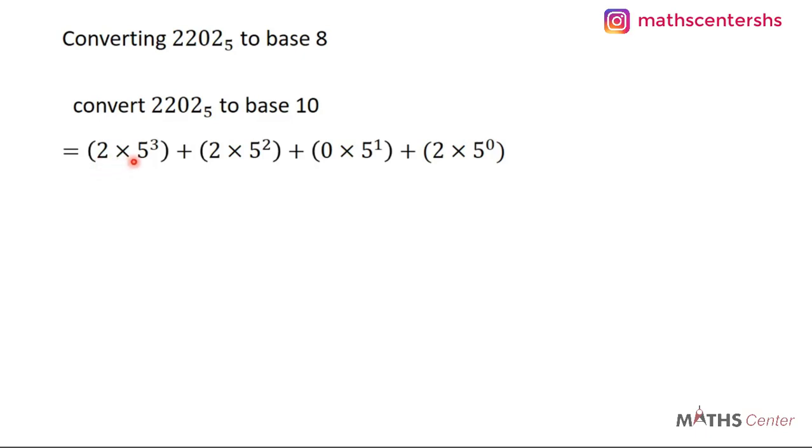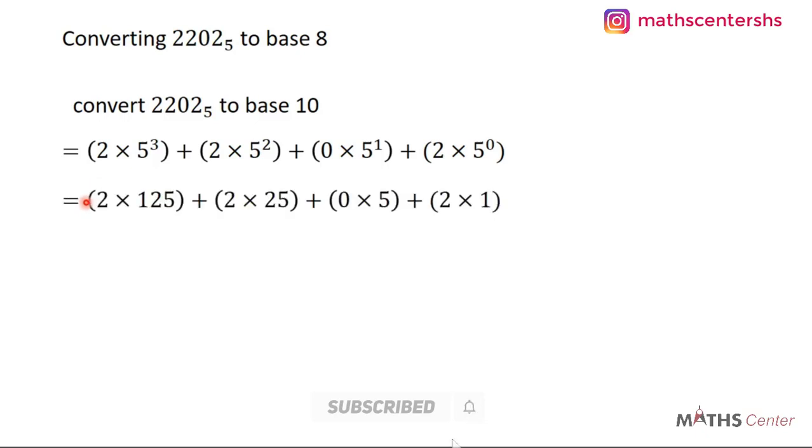We convert 2202 base 5 to base 8. In doing that, you first have to convert 2202 base 5 to base 10. And that is going to give us 2 times 5, 2 times 5, 0 times 5, 2 times 5. Then you order them 0, 1, 2, and 3. So we are going to have 2 times 5 exponent 3 is 125. 2 times 5 exponent 2 is 25. 0 times 5 exponent 1 is 5. 2 times 5 exponent 0 is 1.